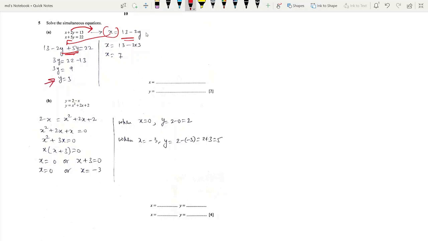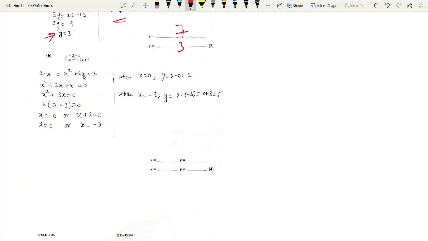When y is 3, just put 3 here. So 13 minus 2 times 3, which is 7. So x is 7, y is 3. Okay. Next is also very simple, straightforward question.